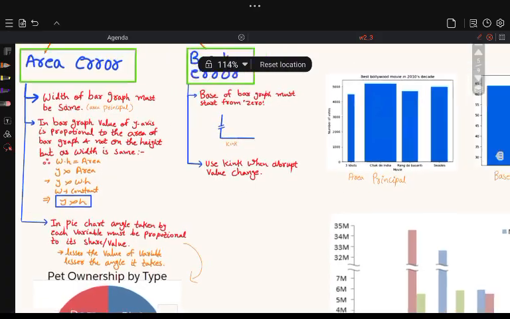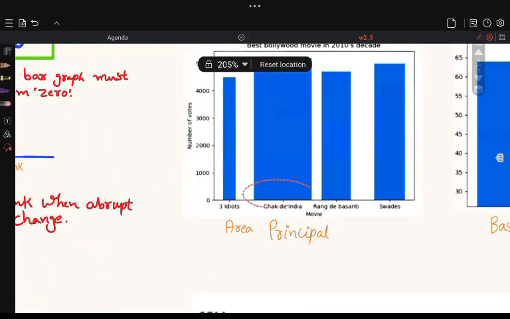But in the area error, the width becomes different for each bar. So we cannot rely on the height only in this case. In that case, the area principle is violated.